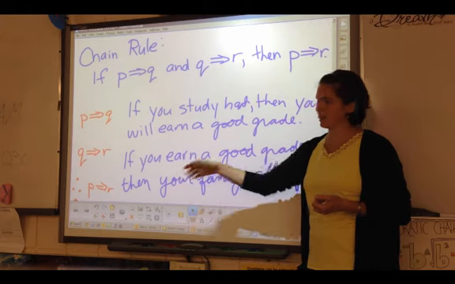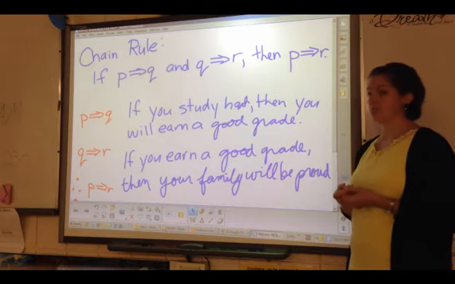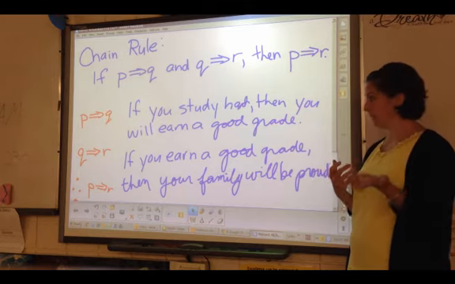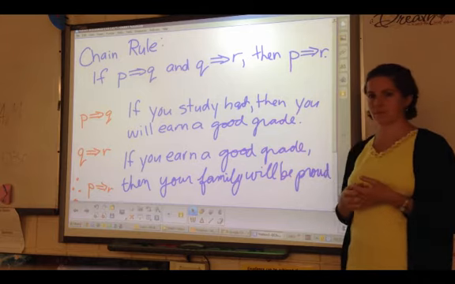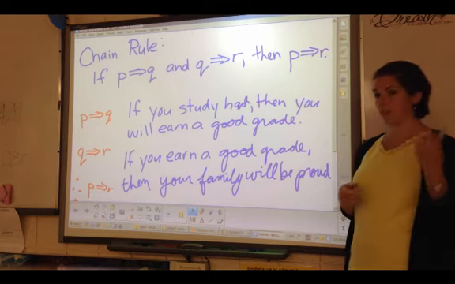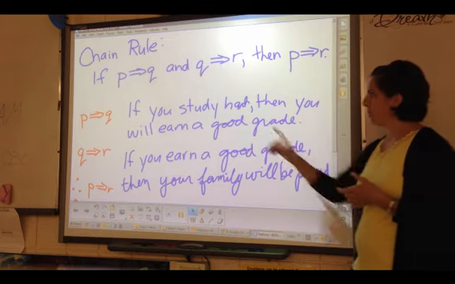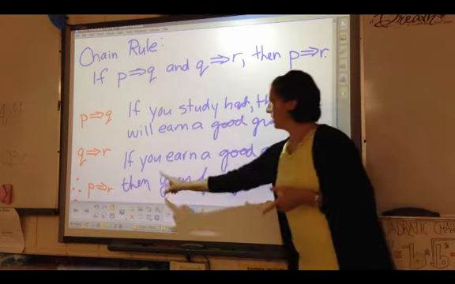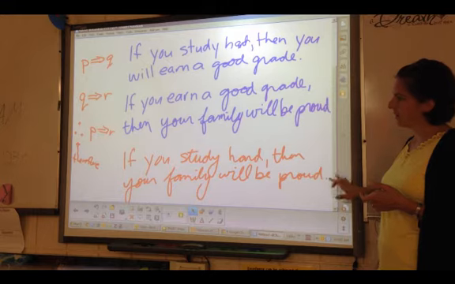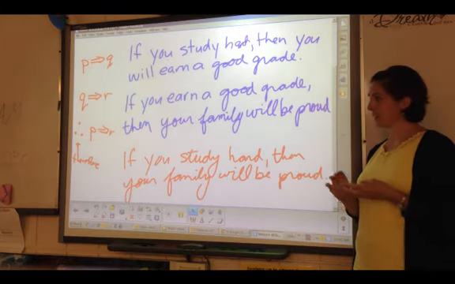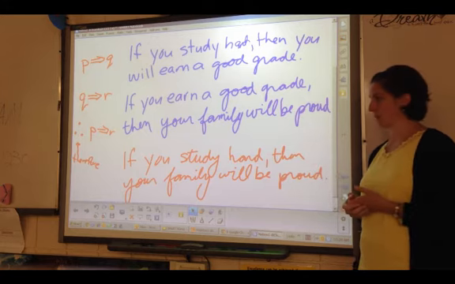So watch the red statements down the edge as we go through this example. If you study hard, then you'll earn a good grade. Seems pretty, right? If you do this, then that happens. If you earn a good grade, then your family will be proud. Again, it makes sense. So then, your final statement, right? What can you conclude? What can you use the chain rule to say? Well, if you study hard, then your family will be proud. So if P implies Q and Q implies R, then, or therefore, P implies R is what we're allowed to say.